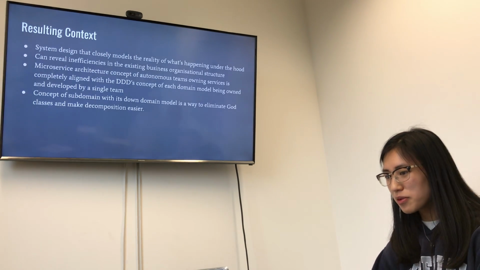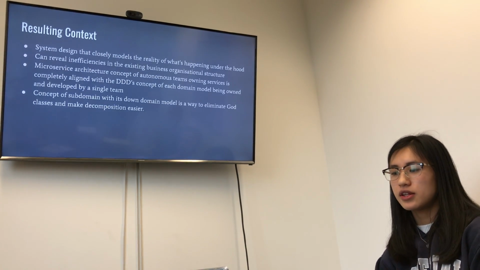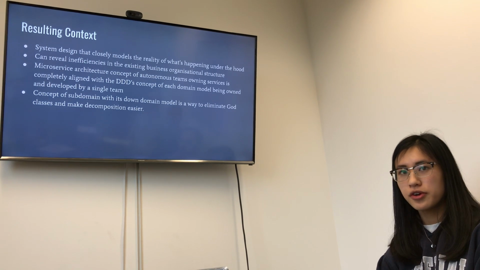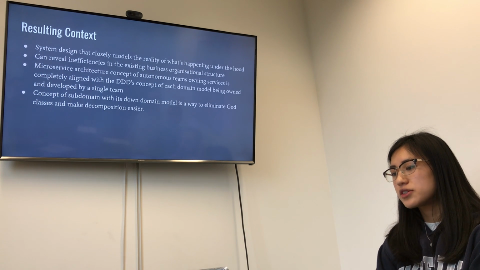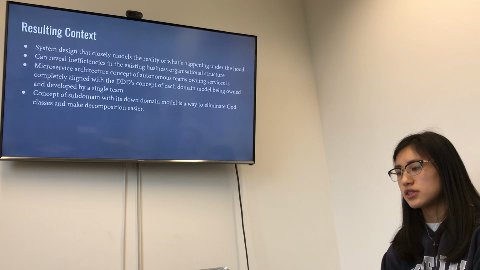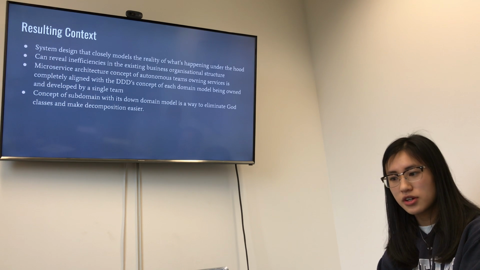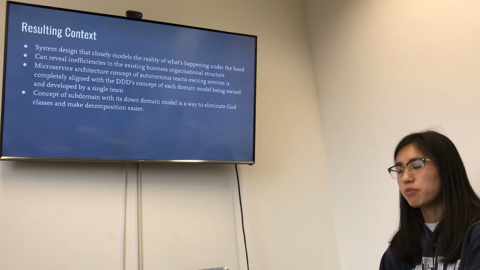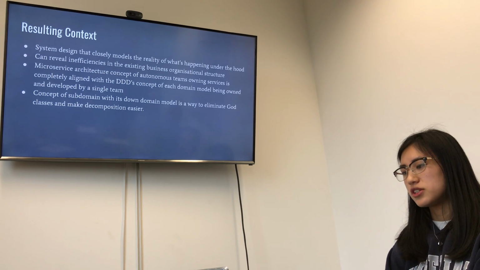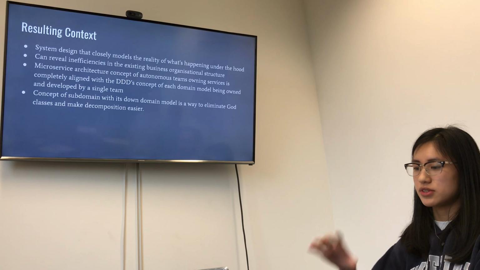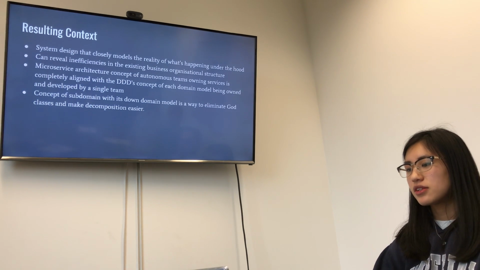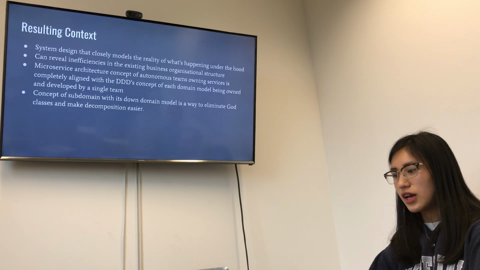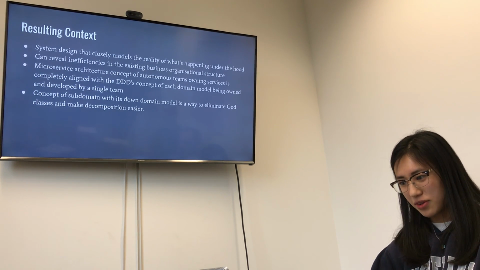So, what's the resulting context? The pro of this approach is that it can lead to a system design that closely models the reality of what's actually happening or needs to happen under the hood. Hopefully business structure already aligns with this, but where it doesn't, it can reveal inefficiencies in the existing business organization structure. Also there's the microservice architecture concept of each domain model being owned and developed by a single team instead of managed by a huge team because it's a business capability. Even better, the concept of subdomain with its own domain model is a way to eliminate god classes. We'll talk about that later, which makes decomposition a lot easier.